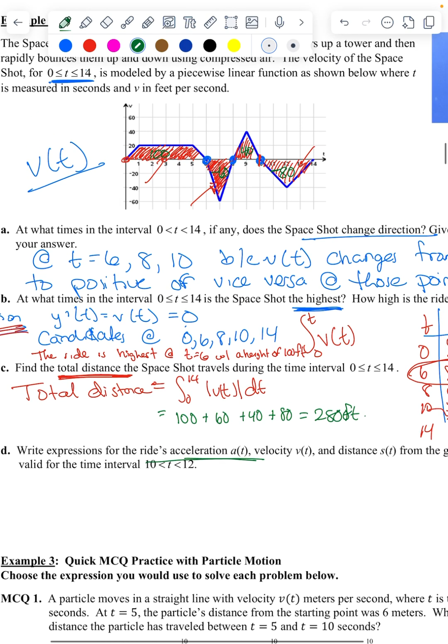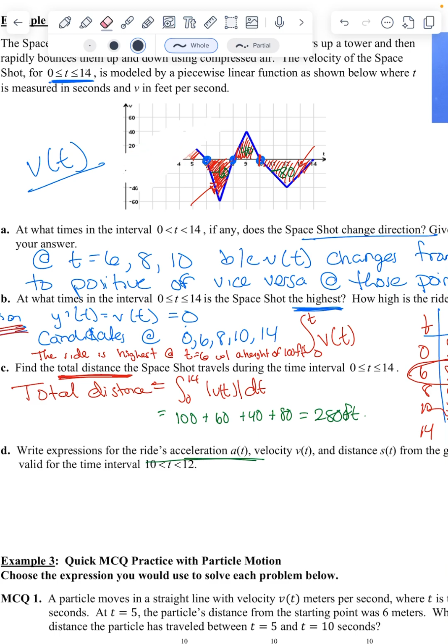From 10 to 12. So I'm going to erase the marks I made here. We're going to focus on just the points from 10 to 12. Well, that's easy, right? Because this is just a line. So the velocity function from just 10 to 12 is just going to be the equation of the line, right? And the acceleration is basically the slope of said line.